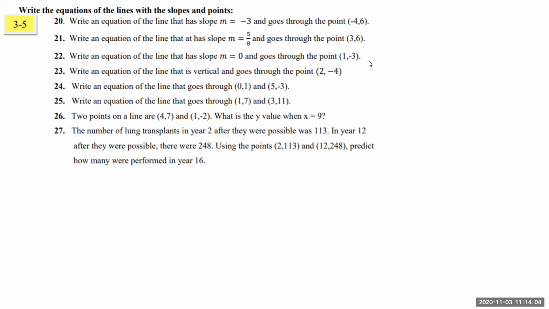Going on to number 23, we have the equation of a line that is vertical and goes through the point (2, -4).